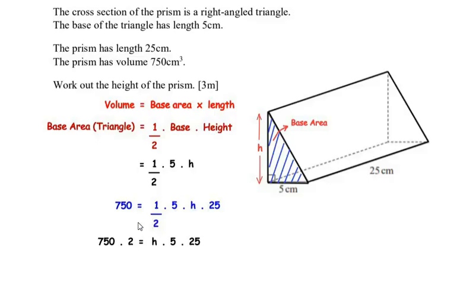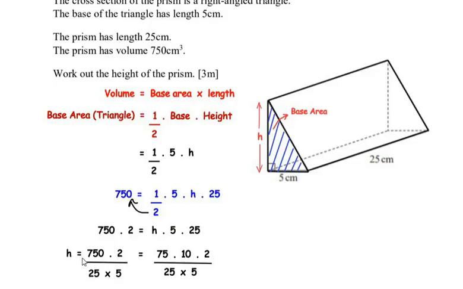Now let us take this 2 on the other side of equal to sign so that it multiplies with 750. Giving us 750 times 2 is equal to h times 5 times 25. Now once we have got this, let us take this 5 and 25 on the other side of equal to sign. So we get h is equal to 750 times 2 divided by, now 5 times 25 moves to the denominator.